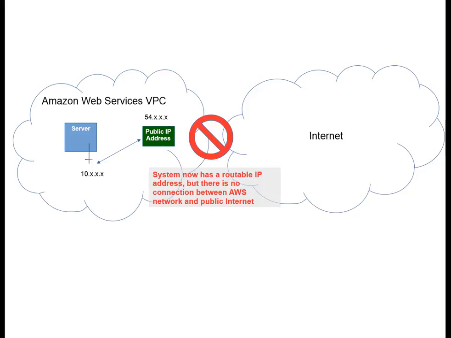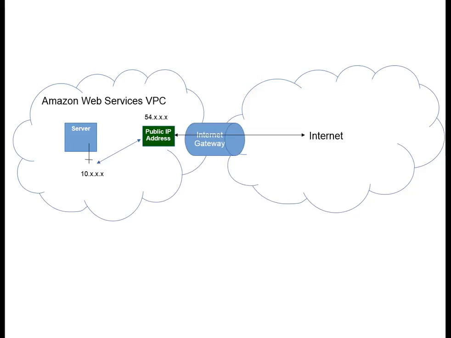So again, in order for this to work, both the public IP address and the internet gateway have to be in place. If you just configure an internet gateway, the instance will not be able to get out because its IP address is still non-routable. And if you just configure the public IP address, it won't be able to get out because there is no path to get from the virtual private cloud to the public internet.